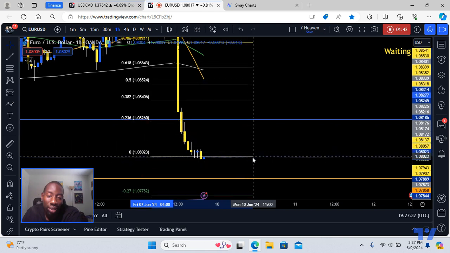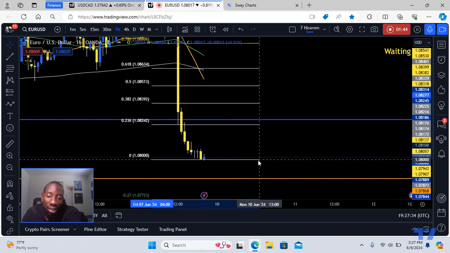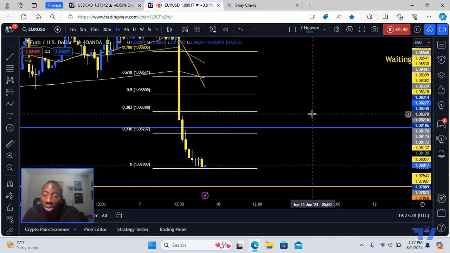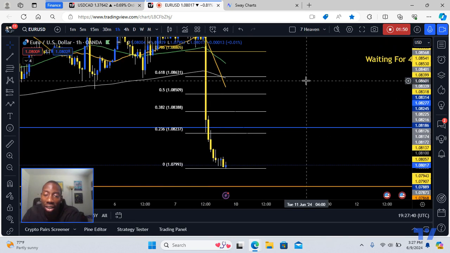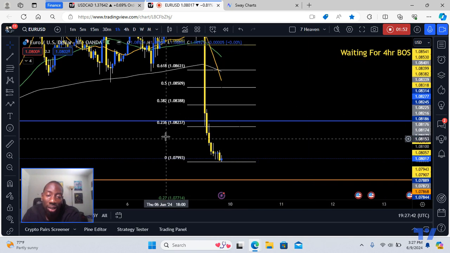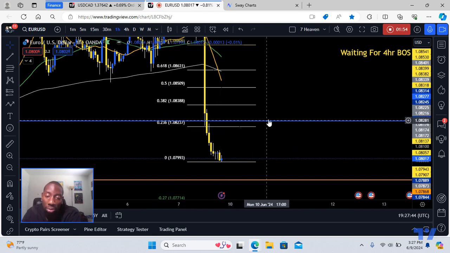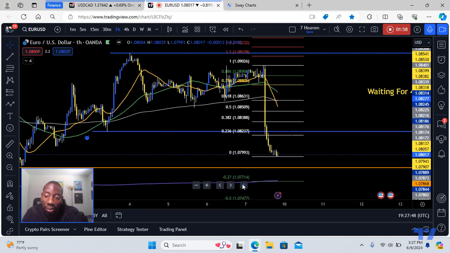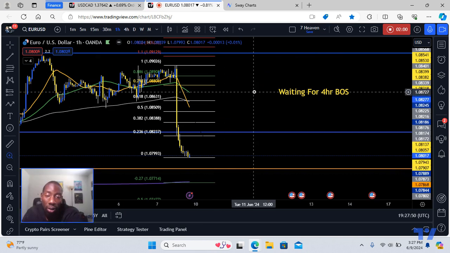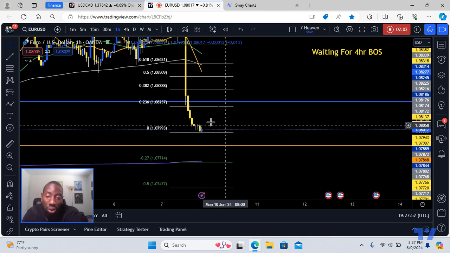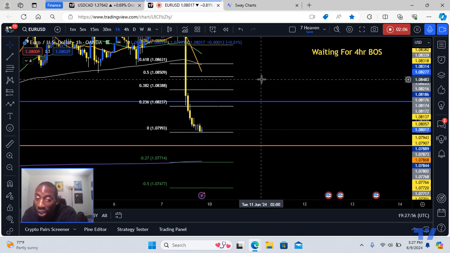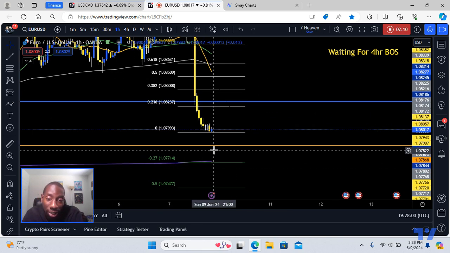We don't get a nice pullback, and we still haven't gotten a nice pullback yet. It's just been impulsing. A pullback would be at least a 23.6 level to get hit. But until then, we're waiting. And of course, if it makes any new two candle formation down here as it's impulsing, that would be the next break structure point for the 1 hour. So we've got to be careful with that.